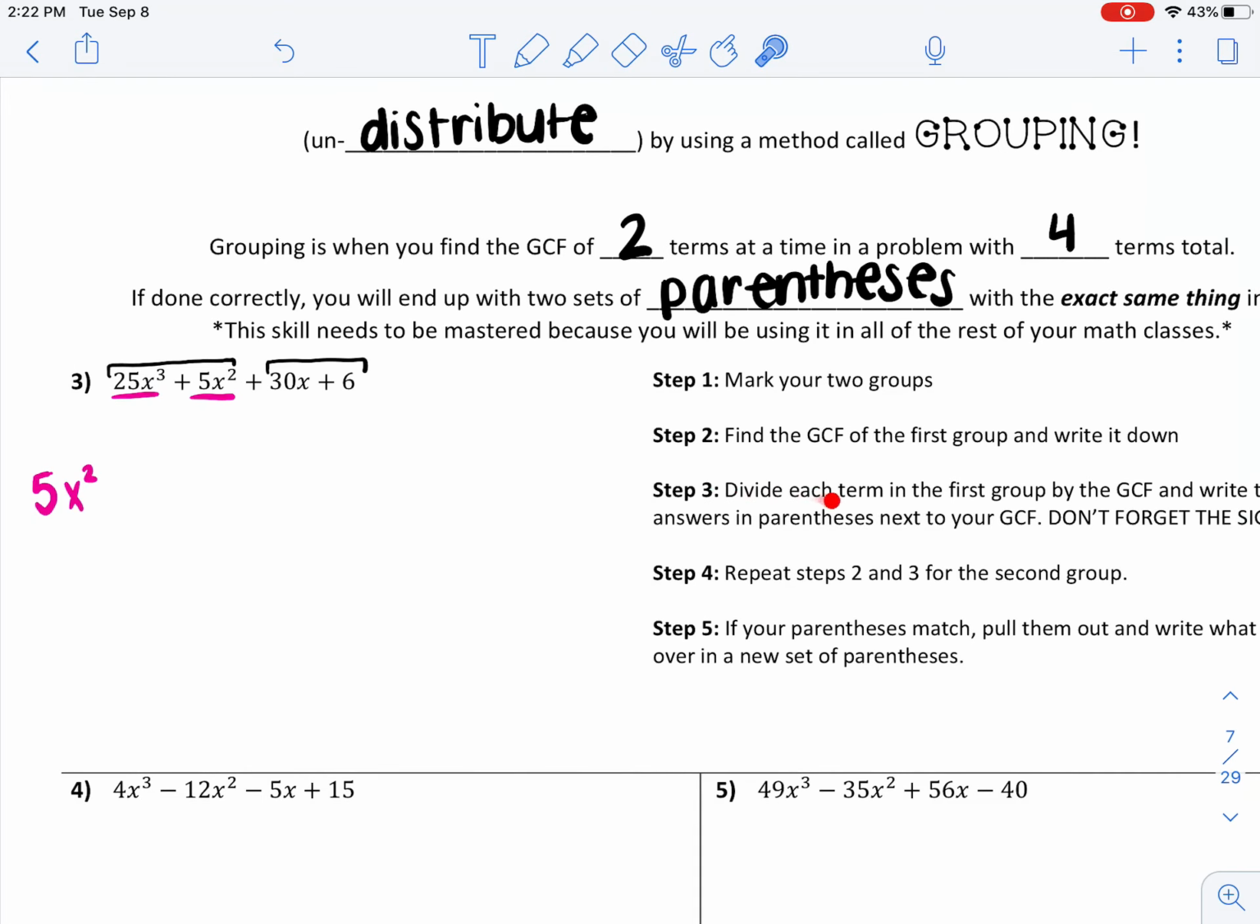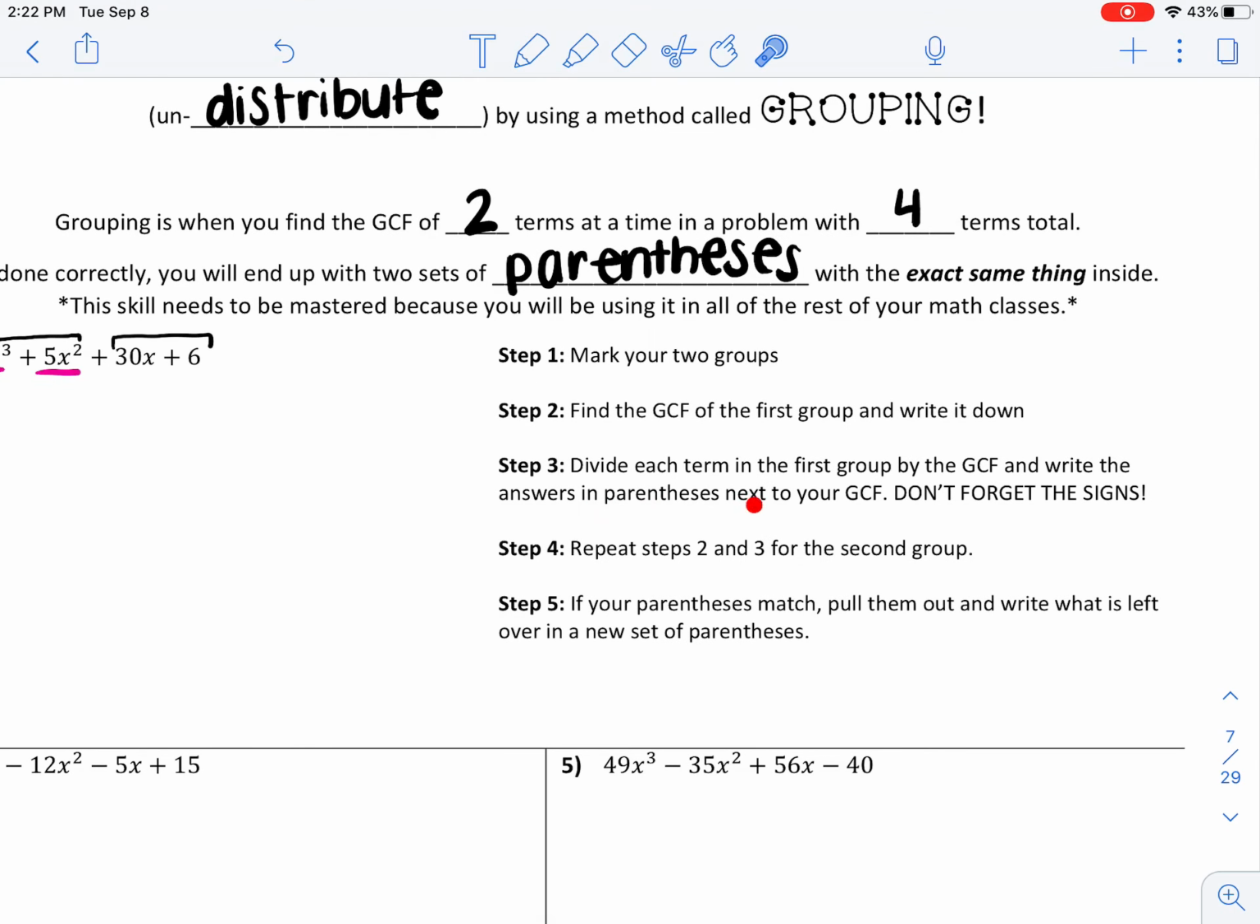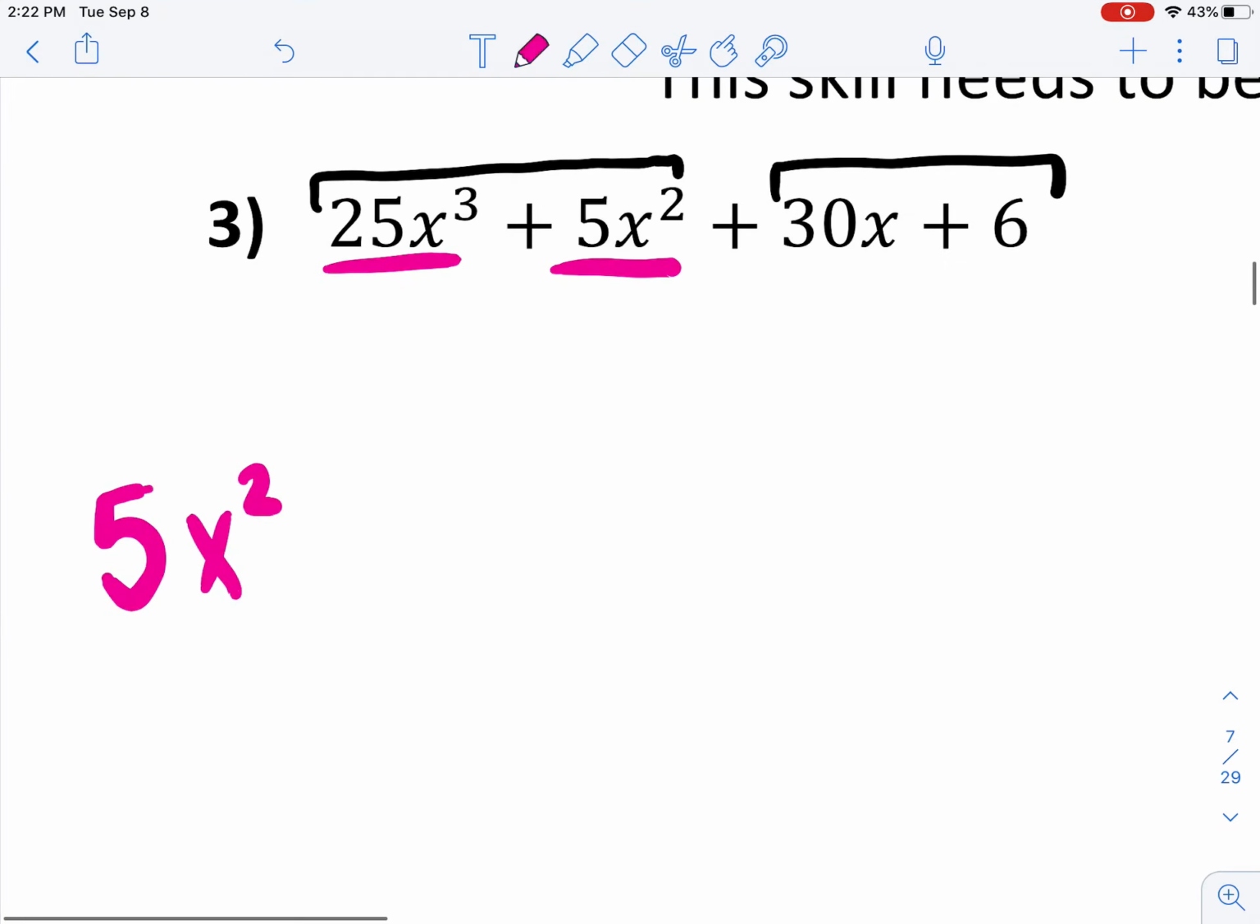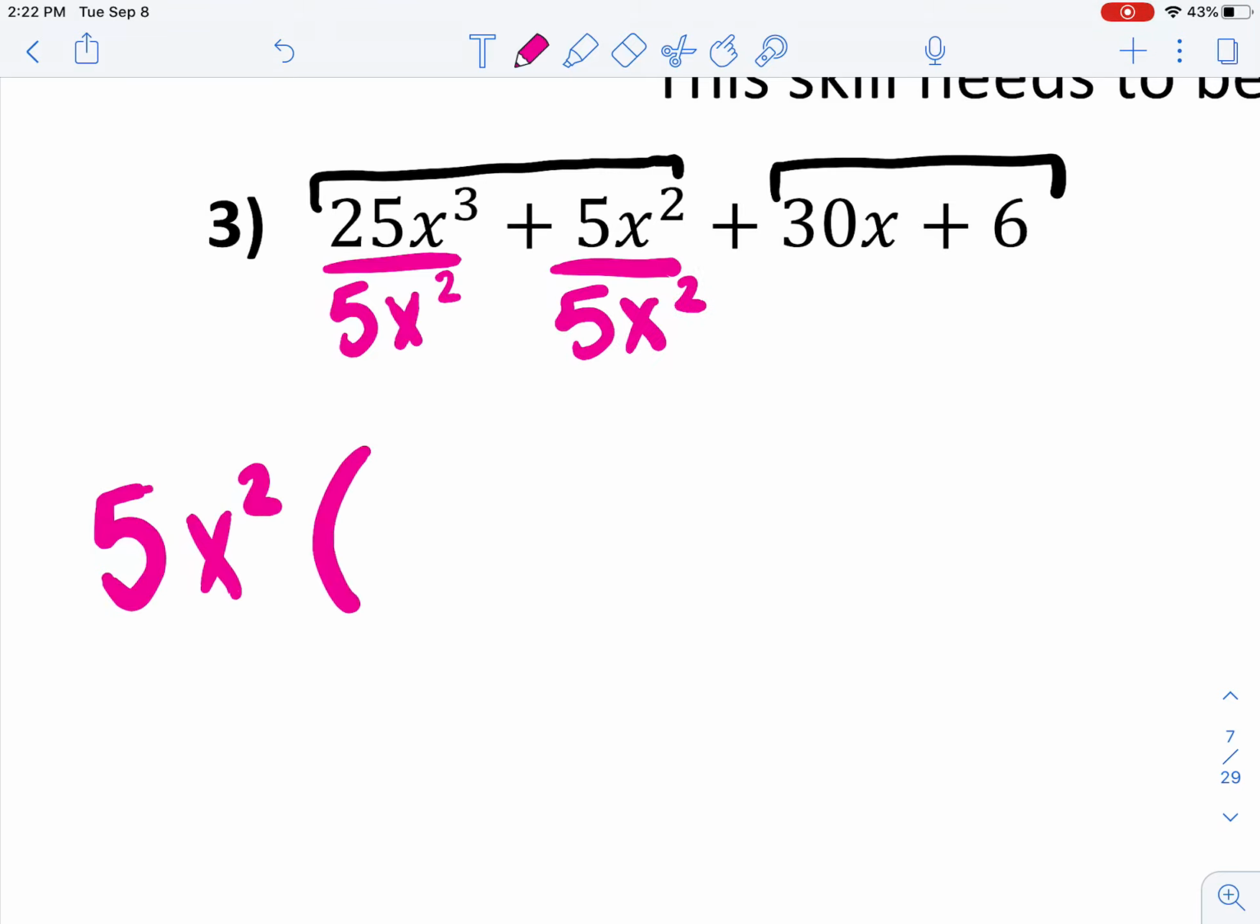Step 3 says divide each term in the first group by the GCF and write the answers in parentheses next to your GCF. Don't forget the signs. Okay, so divide each term in group 1 by my GCF. So I'm dividing these both by 5x squared. And then I put my answer in parentheses. 25 divided by 5 is 5. X cubed divided by x squared is x to the first, or just x, plus 5x squared divided by 5x squared. These are the exact same thing. Anything divided by itself is 1.